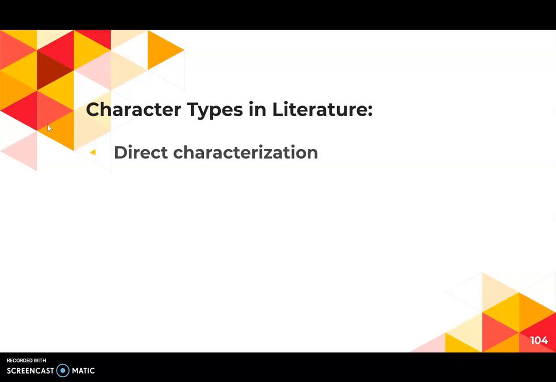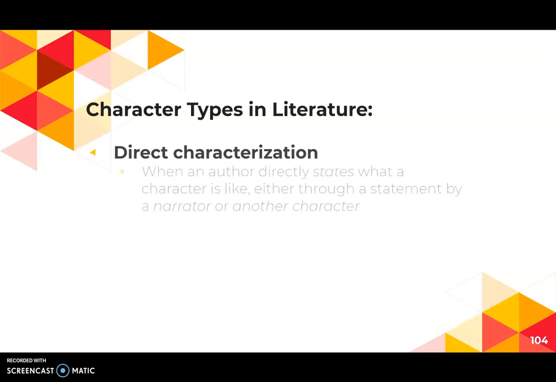So we're going to start with two different ways that authors can present characters, and by that I mean ways that they can tell the reader more about their motivation, desires, personality, and that is through either direct or indirect characterization. So we'll start with direct characterization. This is when an author directly states what a character is like, either through a statement by a narrator or another character. So it is, as the name implies, very direct. It is to the point.